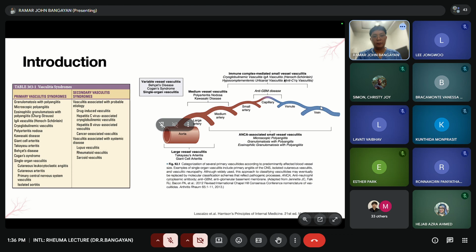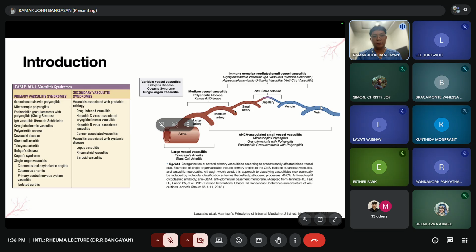Immune complexes. We've always been discussing immune complexes, right? From lupus, from Sjogren's syndrome, from systemic sclerosis. So once the immune complexes deposit in your small or medium arteries or even veins, then those are your small vessel vasculitis. Sometimes ANCA-associated, which are the most common small vessel vasculitis, are also affecting your small to medium vessels. Okay? For medium, the adult form is your polyarteritis nodosa.